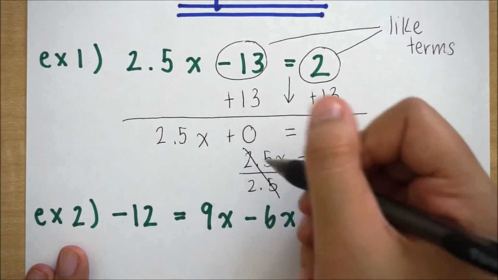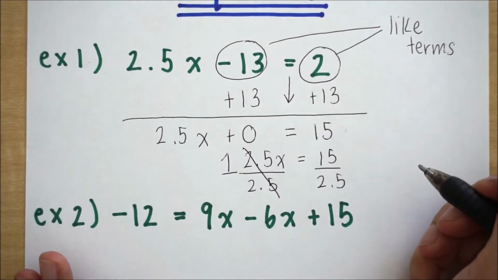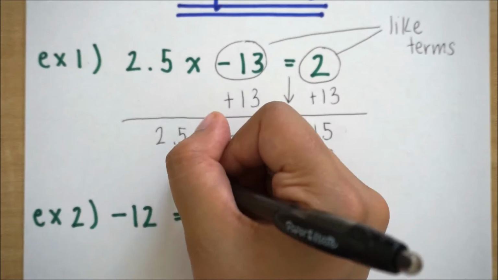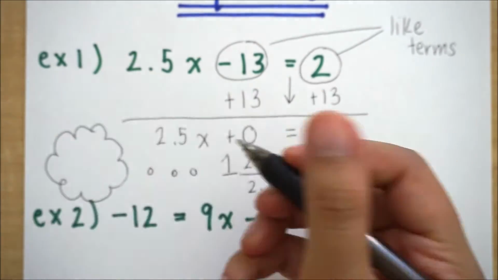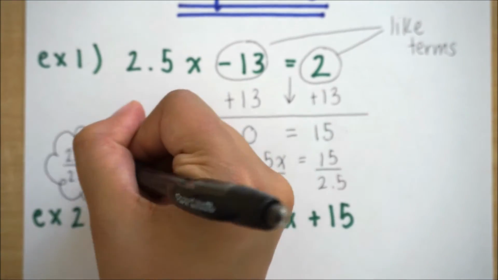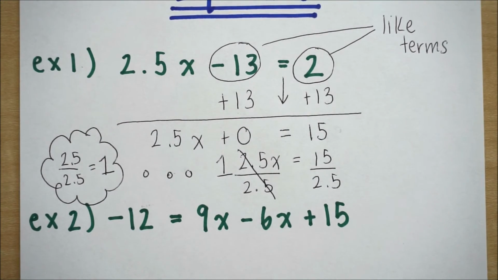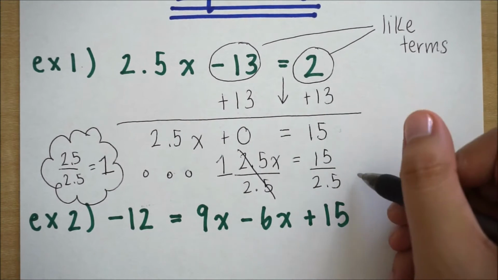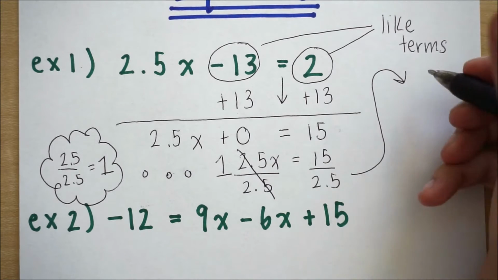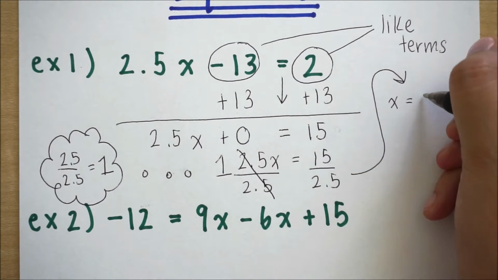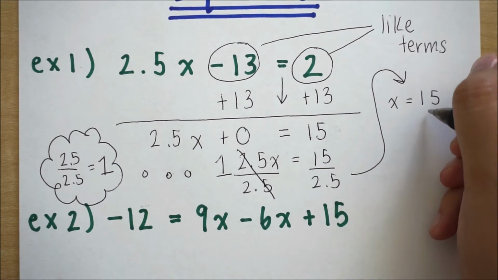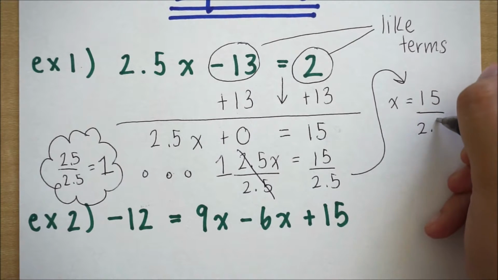So we're going to go ahead and divide both sides by 2.5. What this does is that we have 2.5 divided by 2.5, which is equal to 1. All right, so if that's equal to 1, we can go ahead and cancel it out. So we have only x on the left side, so we accomplished our goal of isolating it.